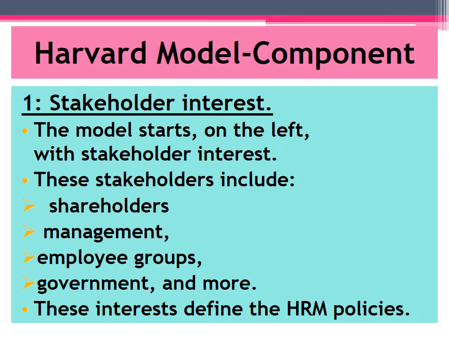The first component of the Harvard model is stakeholder interest. The model starts on the left with stakeholders' interest. As in the previous slide, you have seen that at the left side there was stakeholders' interest. The stakeholders' interest includes shareholders, management, employee groups, government, or they may be more. These interests define the human resource management policies. What are stakeholders? A stakeholder is an independent party with whom each of those who make a wager deposits the money or counters wagered, or it is a person with an interest or concern in something, especially a business.